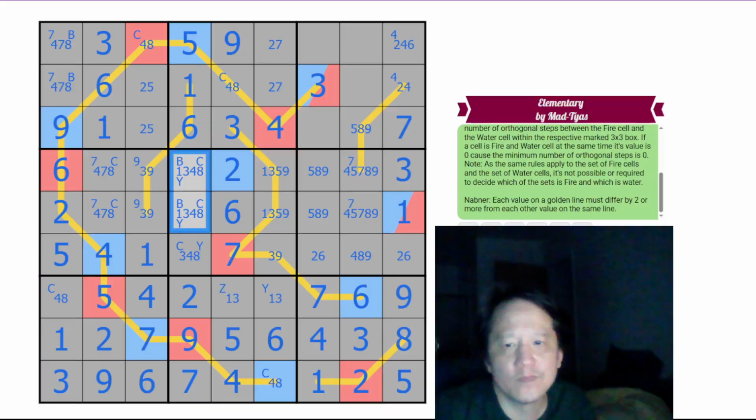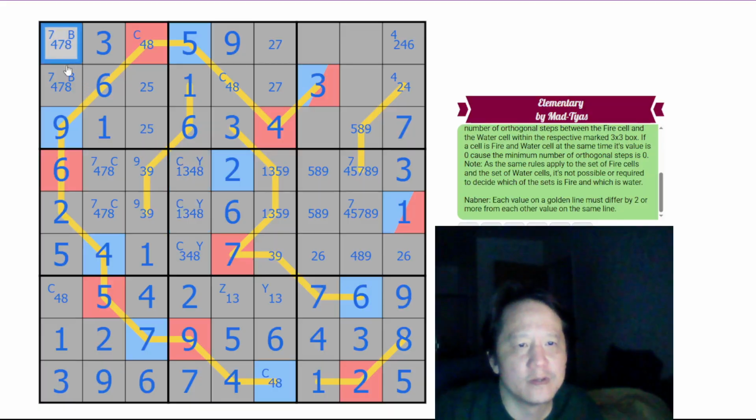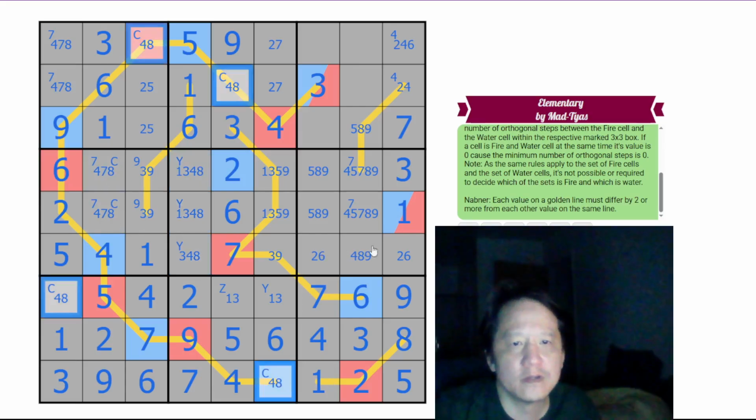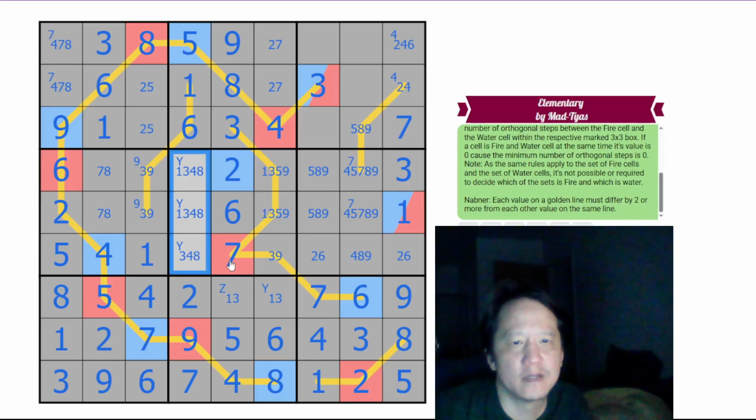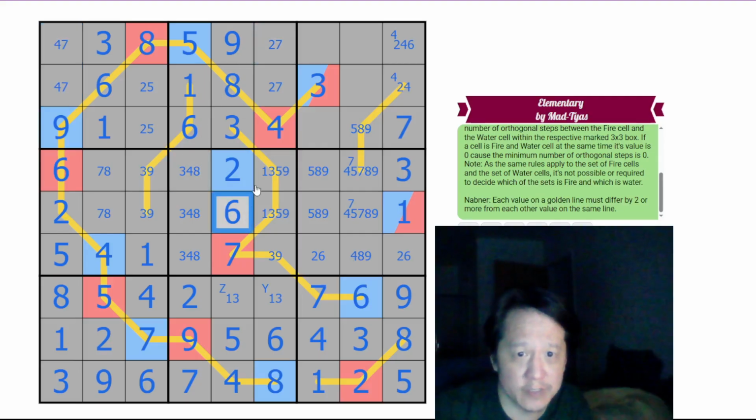Let's remove B. Let's remove the C's also, so that we can get all the C's as 8. This can't be 4. Let's remove that aspect. Y. There's no 1 here. We can remove Y from this aspect. No 9. No 8. So it's 4, 7 as a pair.